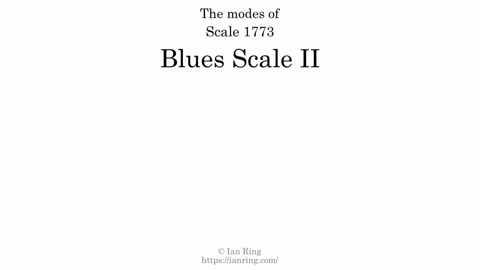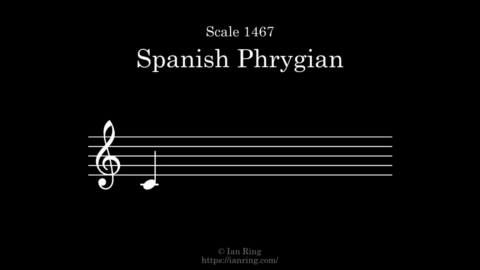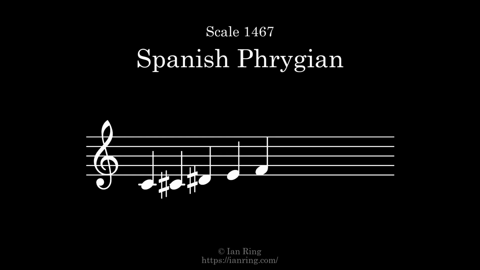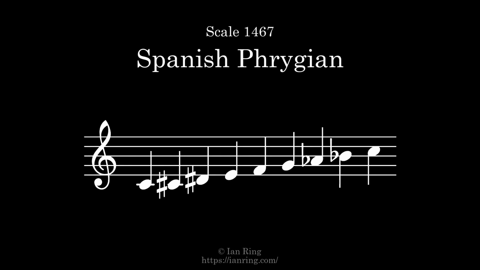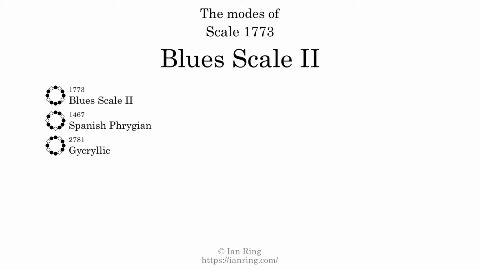This scale has 8 modes. The first mode is itself. The second mode is scale 1467, also known as Spanish Phrygian. It sounds like this. The third mode is scale 2781, also known as Jacrilic. It sounds like this.